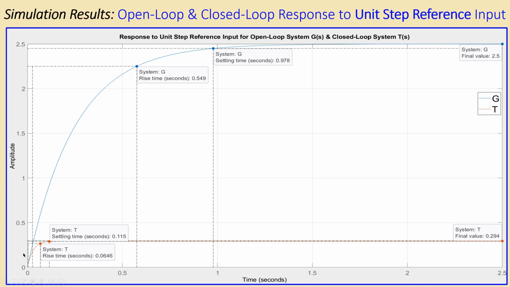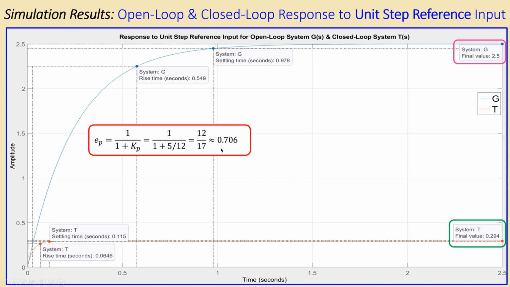You can see the G, and the closed loop is the orange line, the T. You can see this is much smaller. There's some error here. And we know that the value here was 2.5, because if you calculate the DC gain of that system, you get 2.5. And here you get that 0.294, which is our final value we have calculated.